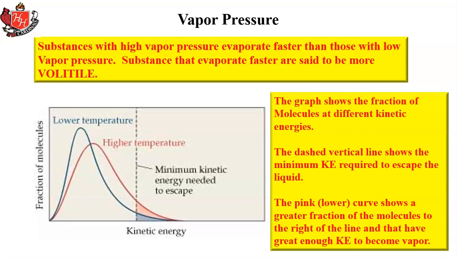So let me continue to read. The dashed vertical line shows the minimum kinetic energy required to escape the liquid. The pink lower curve shows a greater fraction of the molecules to the right of the line that have great enough kinetic energy to become vapor. Okay, so again, higher temperature is going to be a little bit lower curve, but it's going to be higher on the right-hand side of that dashed line.